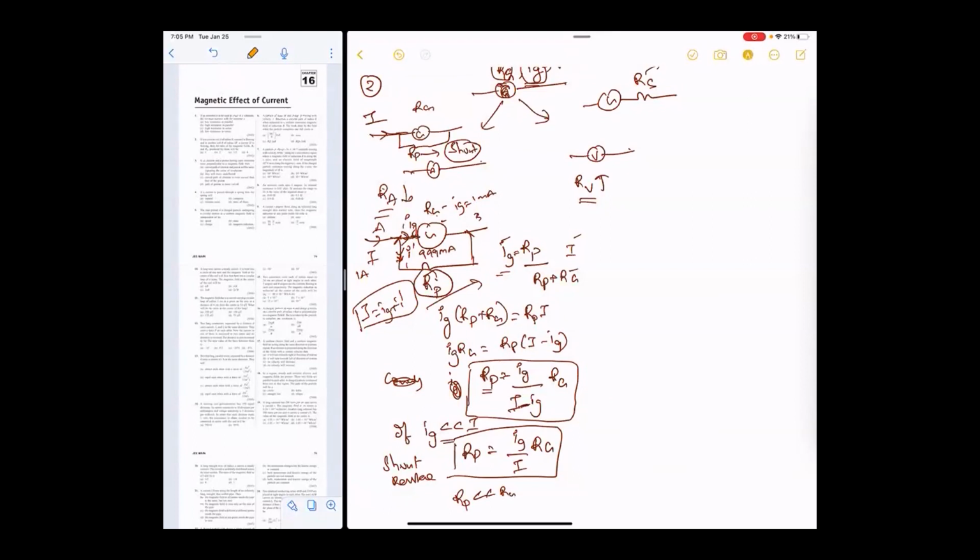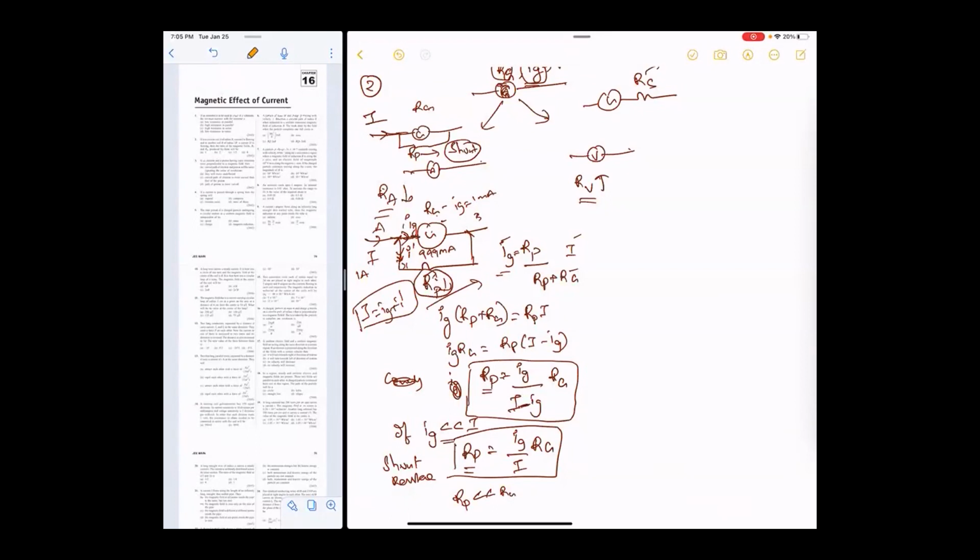This is one road, this is another road, and this is a toll gate. This is one toll gate, this is another toll gate. If this toll gate's charges are less, more people will go through this toll gate. So this resistance has to be less, otherwise more people will go through RG. So if I want the shunt resistance to be smaller than RG, IG should be in the numerator.